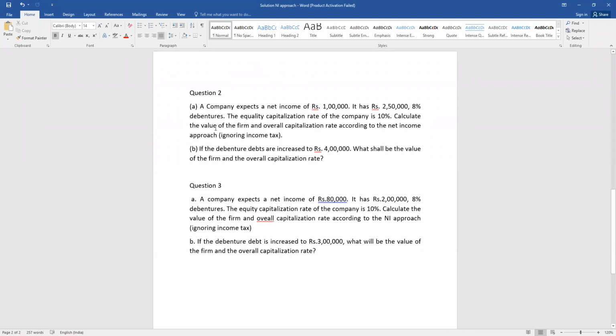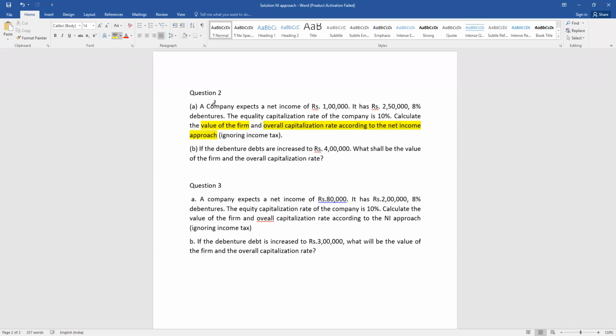A quick look at the second question. A company expects a net income of rupees 1 lakh. It has rupees 2,50,000, 8% debentures. The equity capitalization rate of the company is 10%. Calculate the value of the firm and overall capitalization rate according to the net income approach.